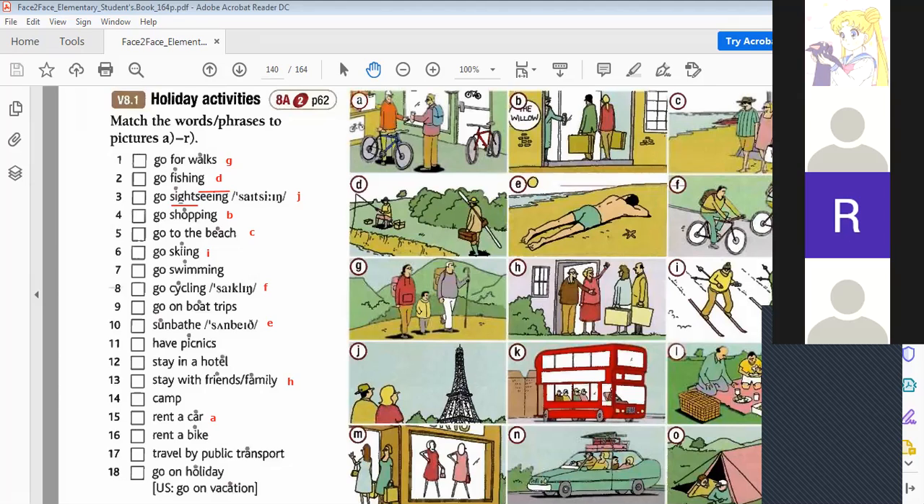Ranim, did that clarify sightseeing? No, I don't understand.